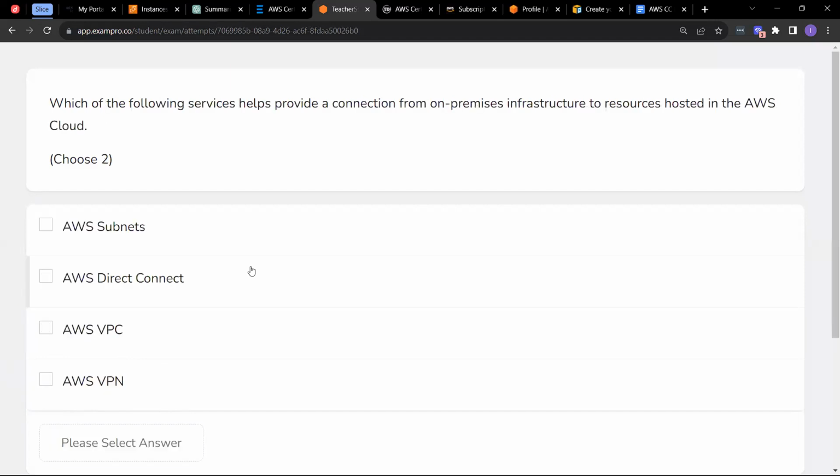Good. Which of the following services helps provide a connection from on-premises infrastructure to resources hosted in the AWS cloud? We are choosing 2. So direct connection, VPC. Who said it?